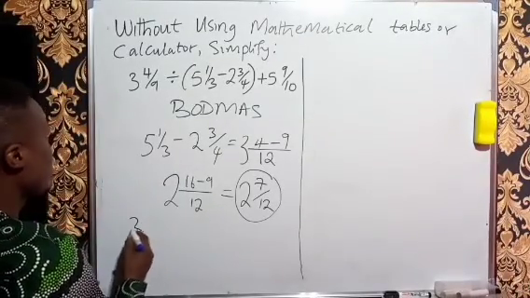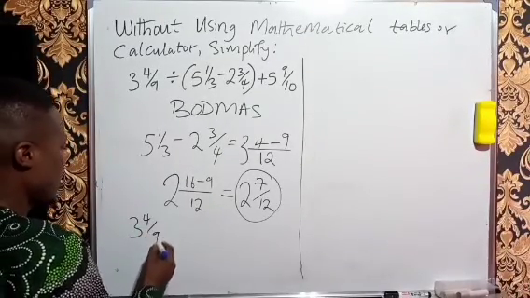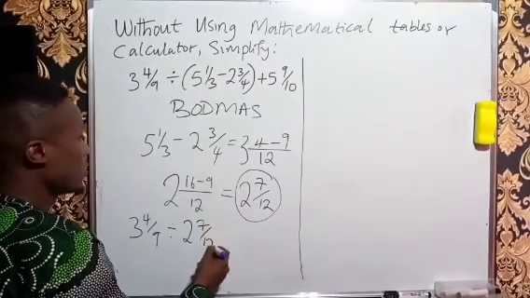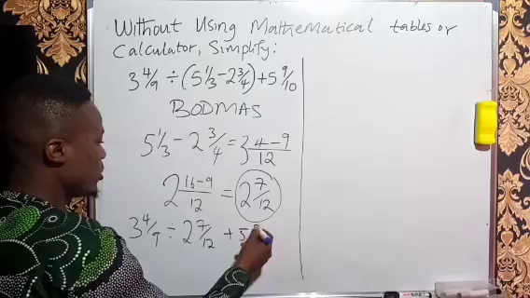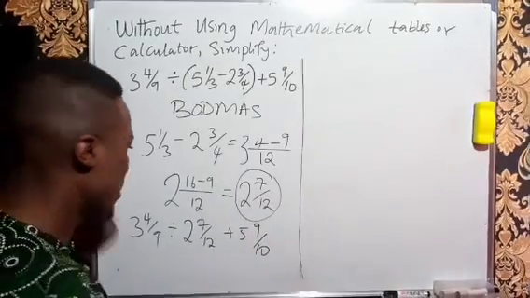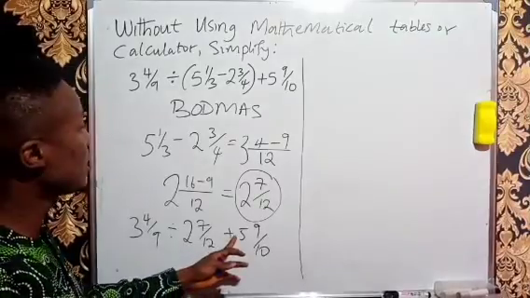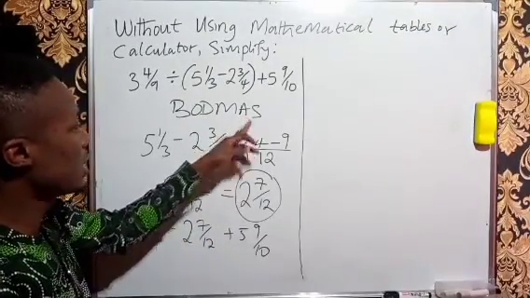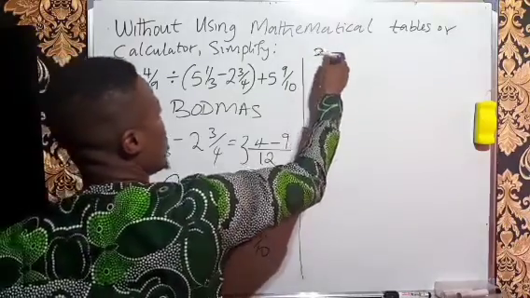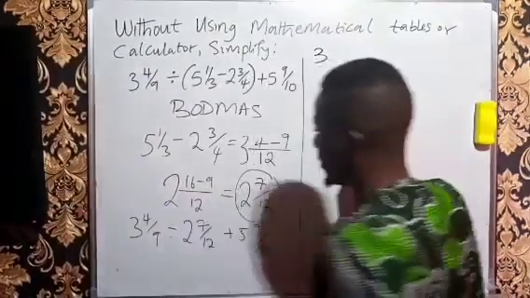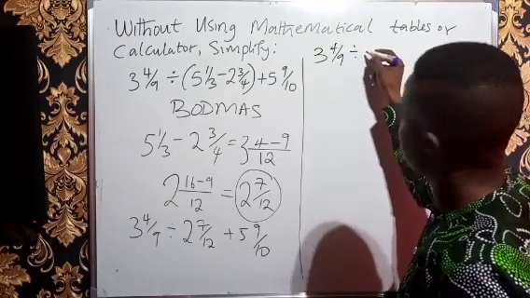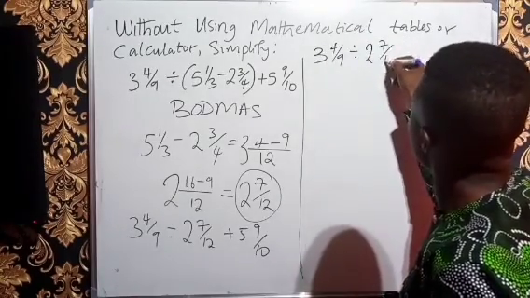So we're now having 3 whole number, 4 over 9, divided by 2 whole number, 7 over 12, then plus 5 whole number, 9 over 10. Again, you must still follow BODMAS. You have to divide before you add. Division before addition. So I'm now going to divide the 3 whole number, 4 over 9, by 2 whole number, 7 over 12.